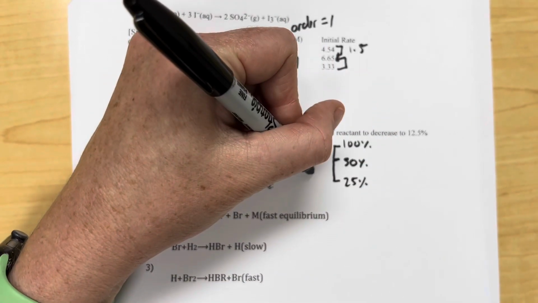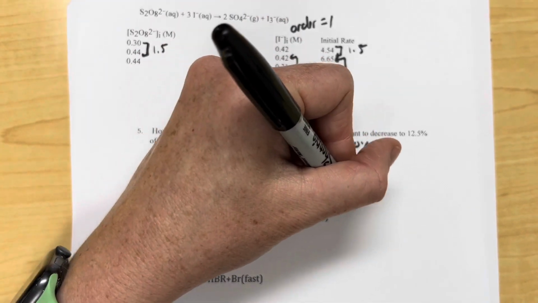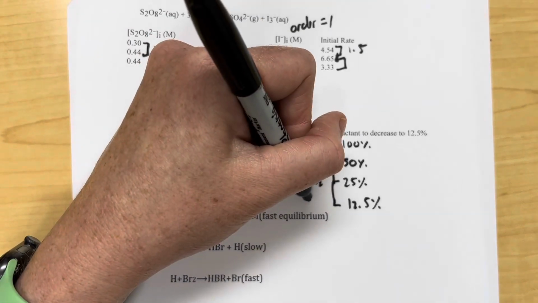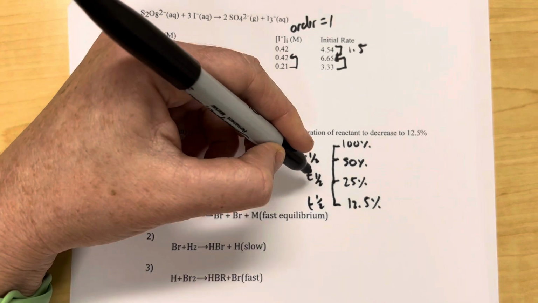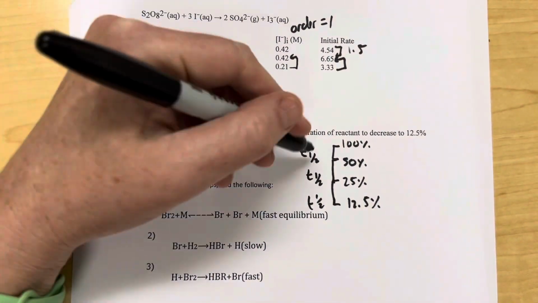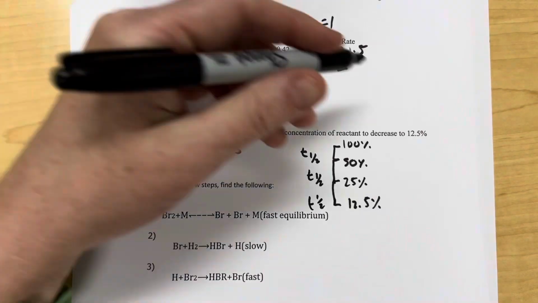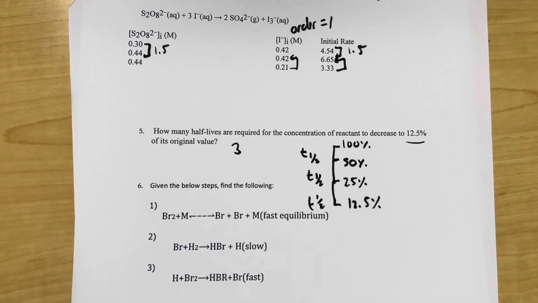In other words, it's 25%. And then another half-life later, it's lost another half. In other words, it's 12.5%. And the answer to this question is 3 half-lives. 1, 2, 3. You had to decrease it by half 3 times in order to get 12.5%. All right.